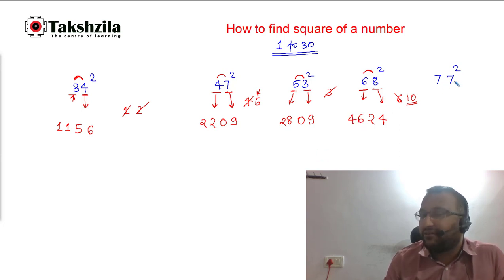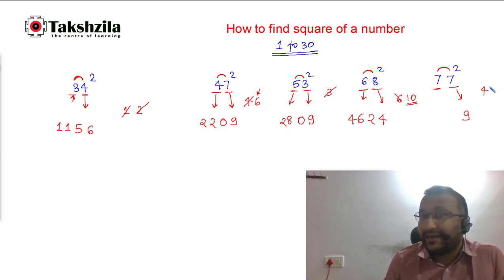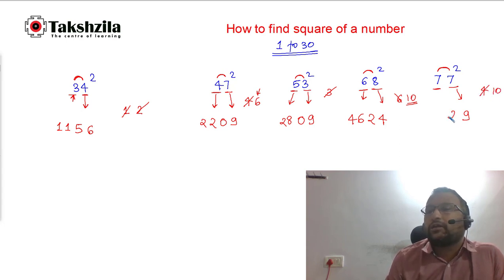After that, 77. Separate the unit digit from the given number. 7 square is 49, write only unit digit 9, 4 becomes carry. Multiply these two groups, double this multiplication. 7 7s are 49, double of 49, 98 plus 4, 102. Write only the unit digit, 10 will become carry. 7 square is 49 plus 10 is 59.